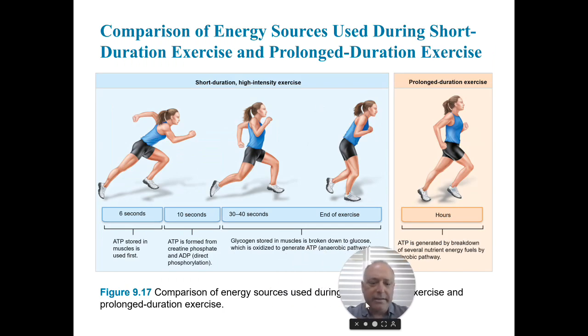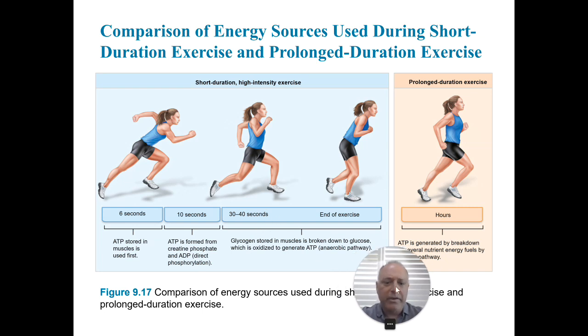So if we take a look at this, we've got the 6-second sprint, for which we've got enough ATP stores and creatine phosphate to maintain that 6 seconds, 10 seconds. But if we extend our sprint to 30 or 40 seconds, we're then going to have to rely on the breakdown of glucose.